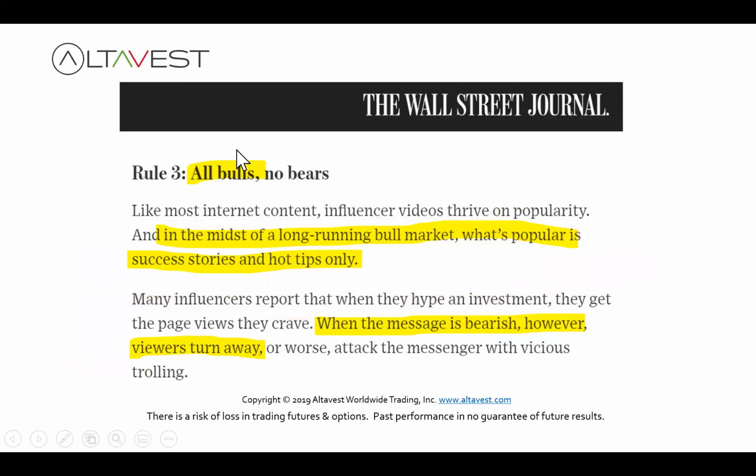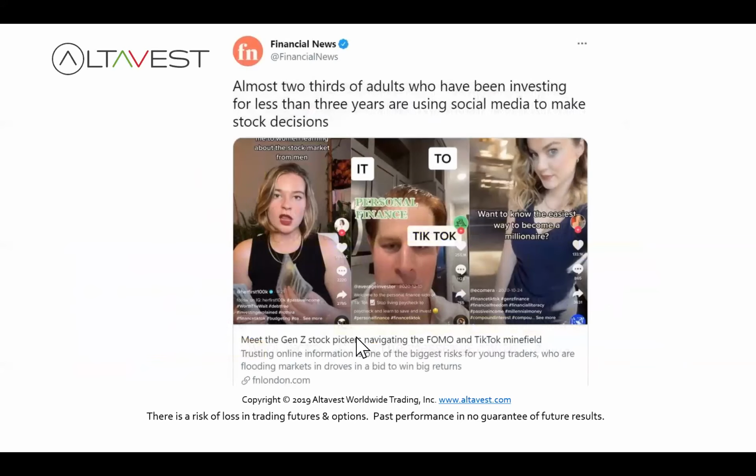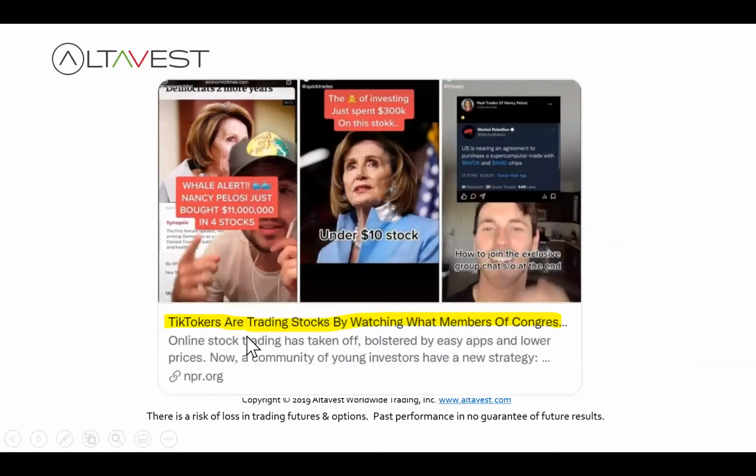And also it's always bullish. You ever notice that? In the midst of these long running bull markets, what's popular is success stories and hot tips only. And when the message turns bearish, the viewers turn away. So you see all this stuff on TikTok, people relying on these TikTokers for their financial advice and trading advice. And this cracked me up. They're now trading stocks by watching what members of Congress do. I don't know, it's a little bit sad if you have to try to front run Congress. And of course, Congress is front running the legislation they passed. All very perverted and convoluted, if you ask me.